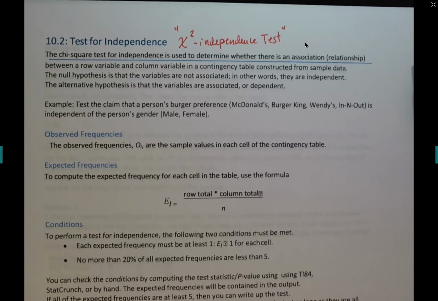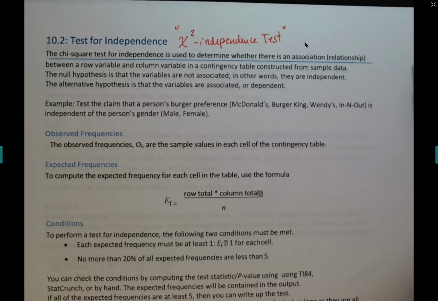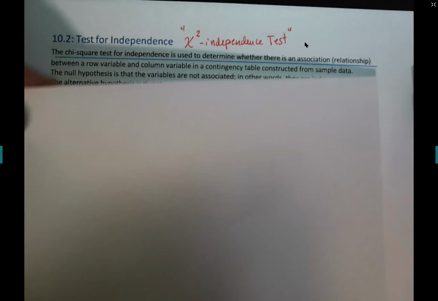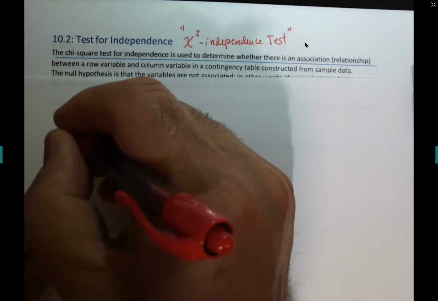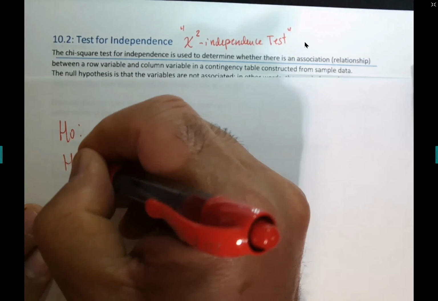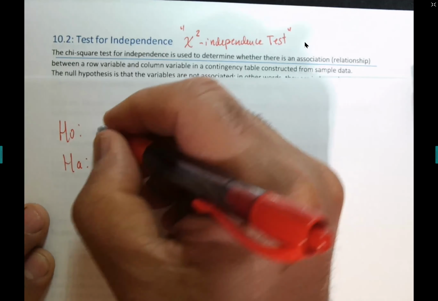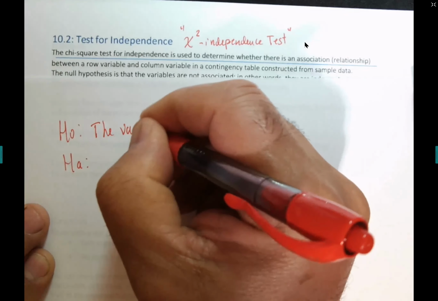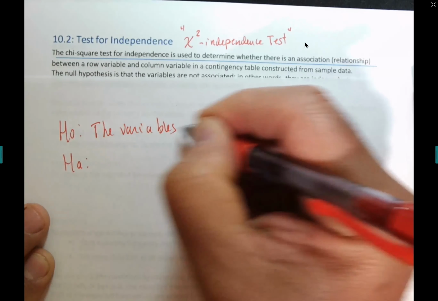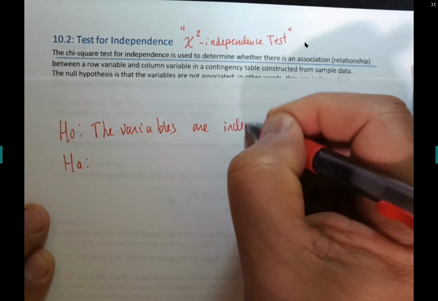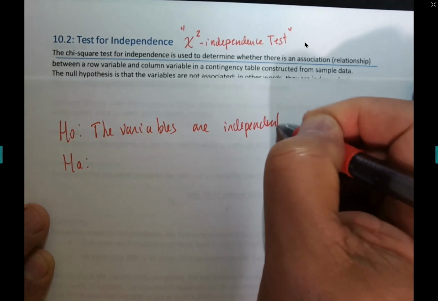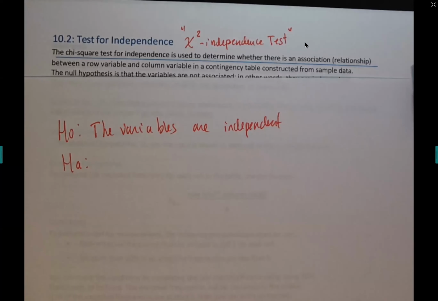That's how you state the null and the alternative. So he's going to give you two variables. He's going to give you the observed values in a table format, and your H0 and HA will be the same statement; it doesn't change from one exercise to another. H0 will be: the variables are independent. And can you guess what HA is? Dependent. Yeah.